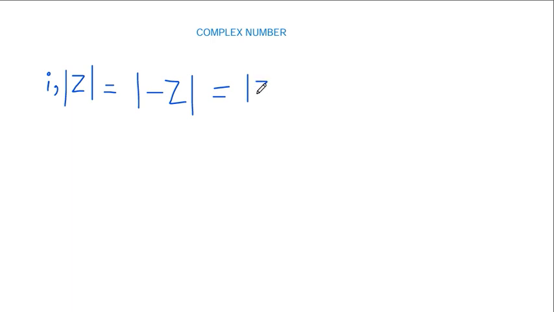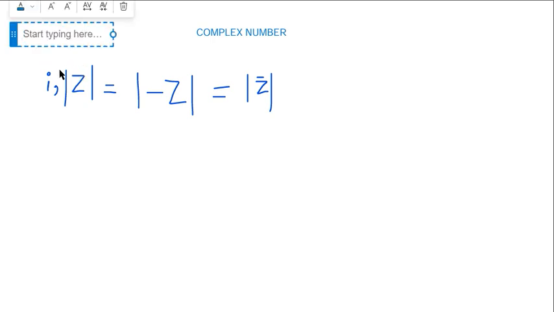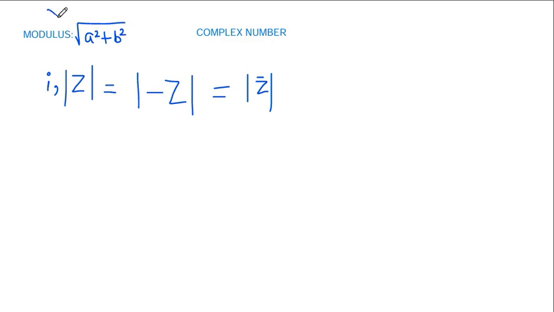conjugate z. Okay, now if you don't know what is modulus, what is conjugate, basically there is a formula for modulus. Modulus, that is, let me just write it here: radical a square plus b square. That is my formula for modulus. If you don't know this, again, just go through that video that I just taught earlier.